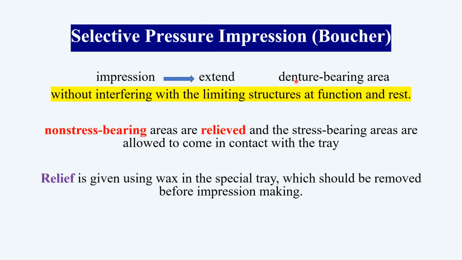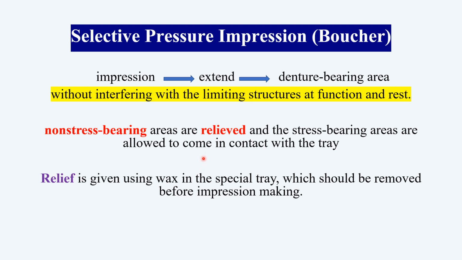Next, we have the selective pressure technique, which is given by Boucher. Selective pressure means somewhere you give selected pressure and somewhere you give no pressure. So the impression here extends towards the denture bearing area also, but it will not interfere with the limiting structures at function or at rest. Here we have some stress bearing areas and non-stress bearing areas. The non-stress bearing areas are relieved and the stress bearing areas are allowed to come in contact with the tray. Where there should not be stress, we relieve those areas, like the incisive papilla.